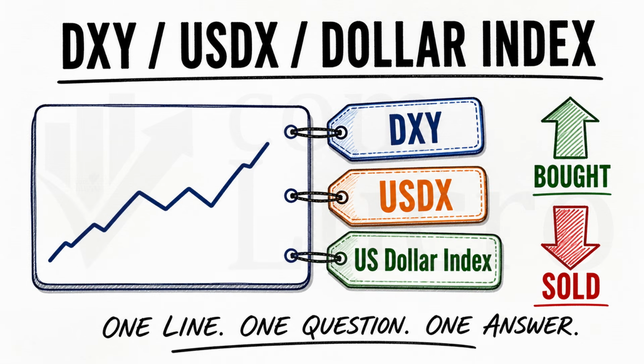So yes, there's a chart for exactly that. It's the US dollar index. On most platforms, you'll find it as DXY, sometimes USDX, sometimes just written out as US dollar index. One line, one direction, one question answered. Is the dollar broadly being bought right now, or broadly being sold?